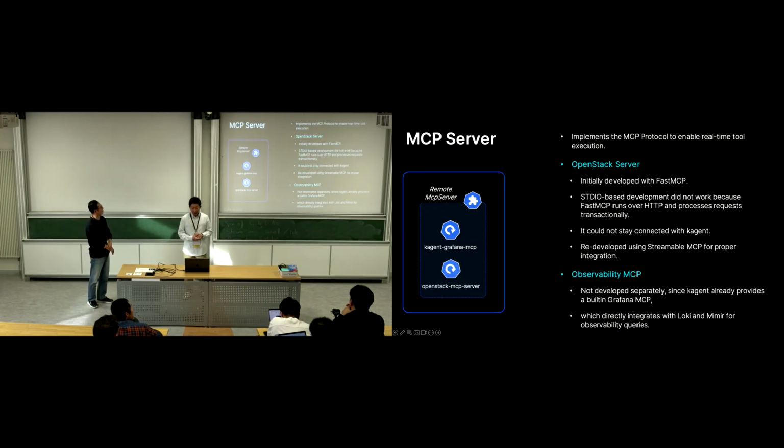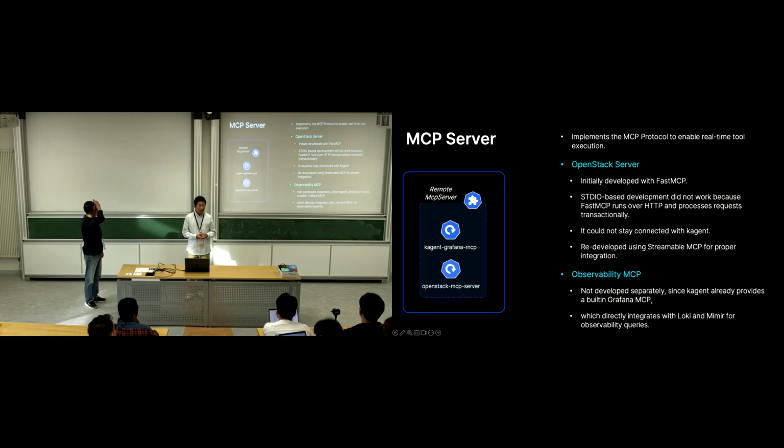Let me explain how we implemented the MCP servers in our system. The MCP protocol is designed to enable real-time tool execution and agent-to-agent interaction. Within K-agent, we've implemented two types of MCP servers, OpenStack MCP and Observability MCP. Our OpenStack MCP server was initially developed using Fast MCP, which runs over HTTP and handles requests in a transactional way. However, this design faced a limitation.